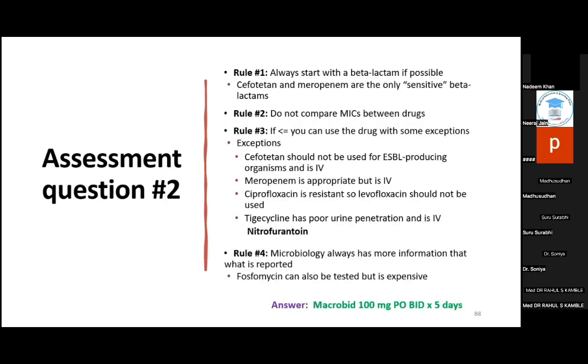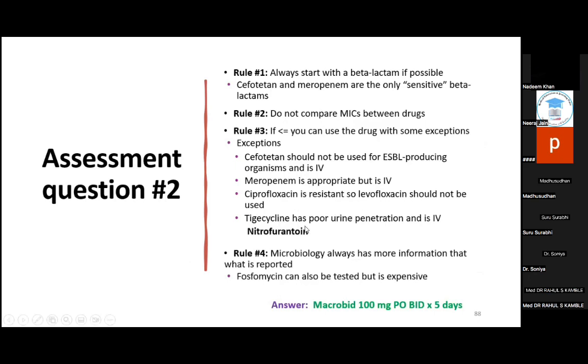Now coming back to the selection of the drugs. Ceftazidime and meropenem were sensitive, but since it's an ESBL producer, ESBL means all the cephalosporins will be resistant. So ceftazidime will be avoided. Meropenem will be avoided because it's an IV. We have oral options like ciprofloxacin and levofloxacin also. But ciprofloxacin is resistant, hence levofloxacin will be avoided because of cross-resistance issues.